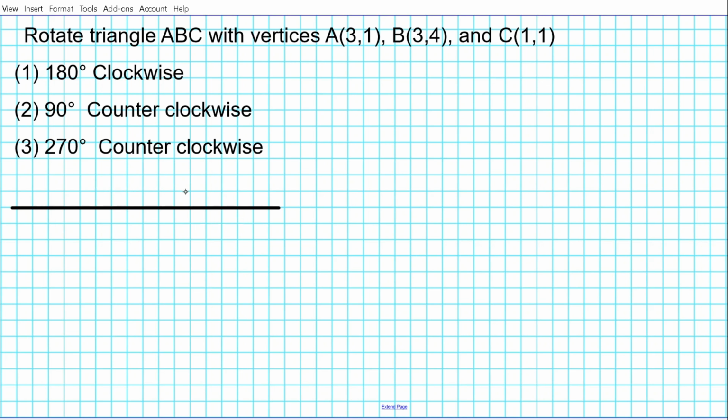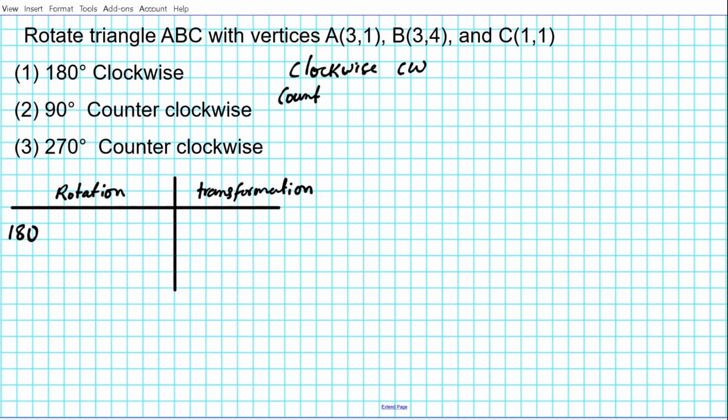Let's make our table. We're going to have the rotation in the first column, and then the transformation, or the maps, in the second column. So the first one is 180 degrees. Let's call clockwise, we're going to use the notation CW, and counterclockwise, let's call that CCW.